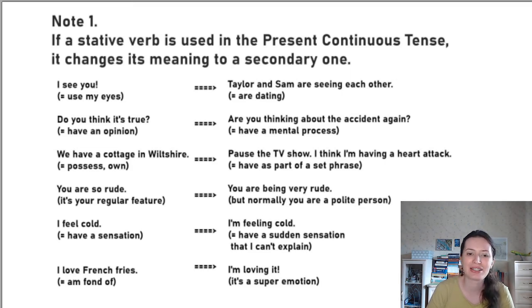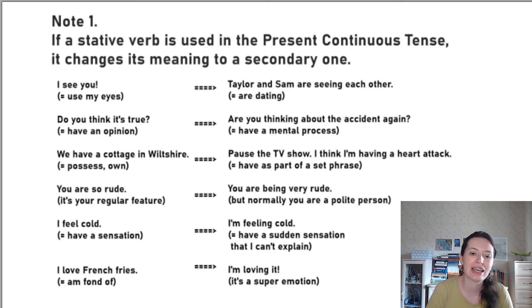For instance, if I say I see you, I use the direct meaning, the primary meaning of the verb to see, I use my eyes, right? But if I say Taylor and Sam are seeing each other, this see does not mean they use their eyes to see each other. That means that they are dating, right?